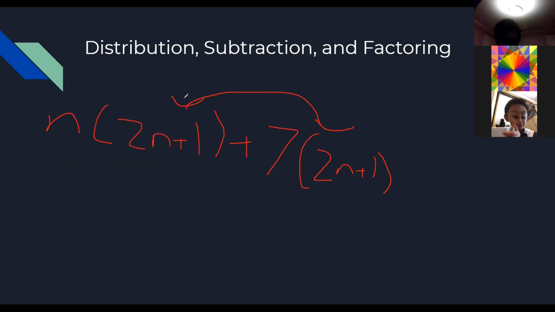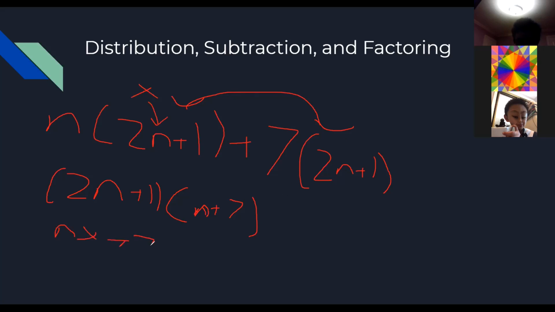So they share a common factor, so we could just do what we did before and write n plus 7 here instead. If we were to pretend this said x or whatever, we could see that nx plus 7x equals n plus 7 times x, which makes this more intuitive.